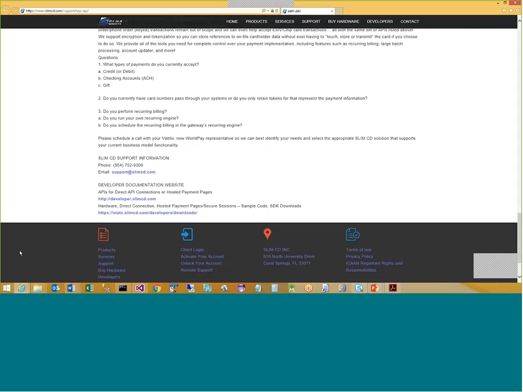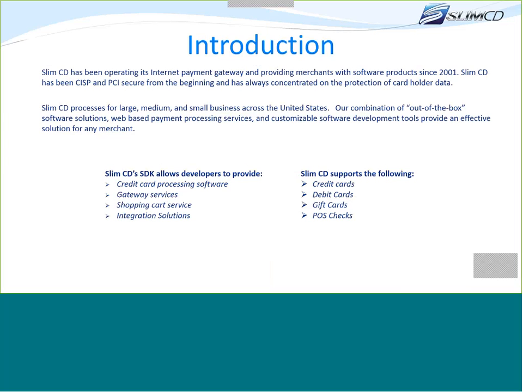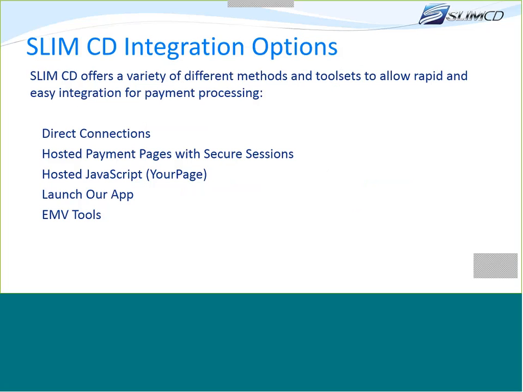So we're going to take a brief minute and quickly go over a lot of the options that are available. I know I covered them, but we're going to go over them in a little bit more detail. First, a little bit about us. We've been in business a long time. Since 2001, we process for a variety of services: credit cards, debit cards, checks, gift cards, point-of-sale checks, ACH checks. We do integrated shopping carts, we provide gateway services, etc.